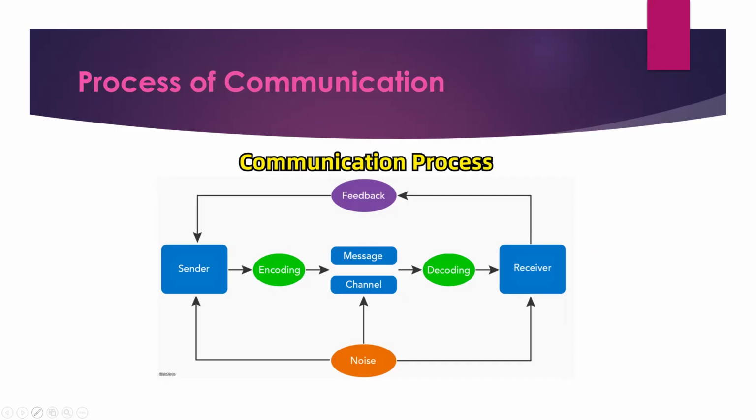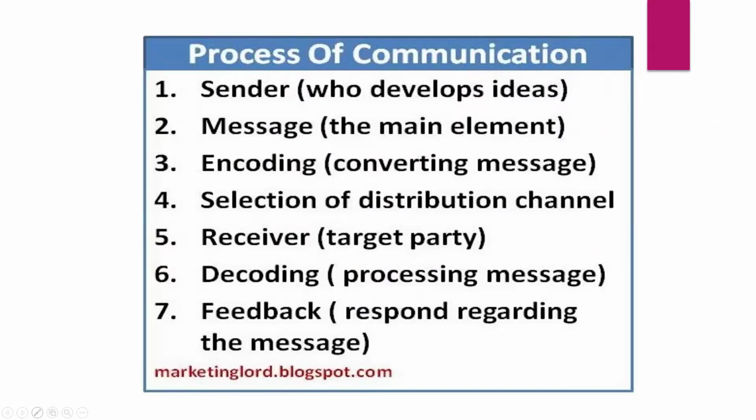The main components of the communication process are sender, encoding, message, channel, decoding, receiver. And no communication is complete without feedback. When the message is transmitted from the sender to receiver, there are possibilities to have barriers. One such barrier is noise. Let's discuss each stage included in the process of communication in detail.